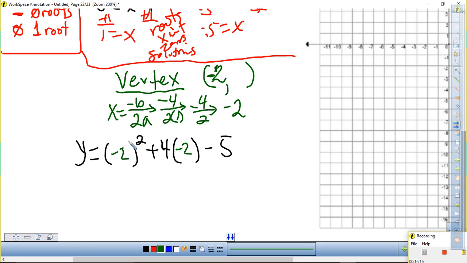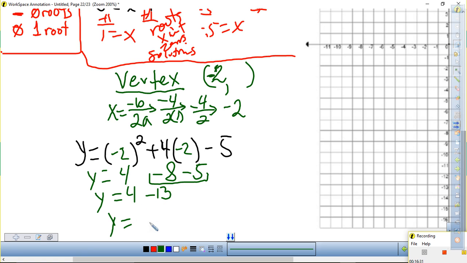So negative 2 squared, that's 4. 4 times negative 2, that's negative 8. Bring down the negative 5. Combine like terms. This becomes negative 13 plus 4. So what is y, everyone? Negative 9. That goes right here, negative 9.